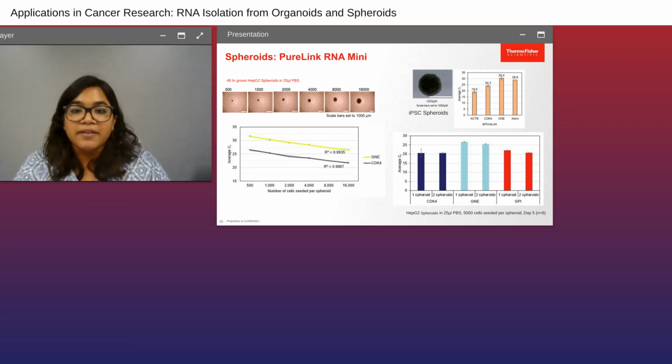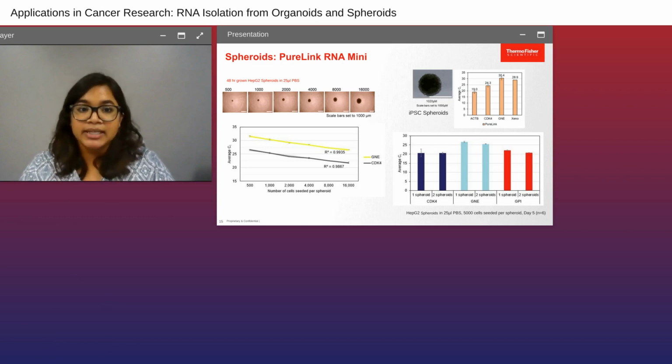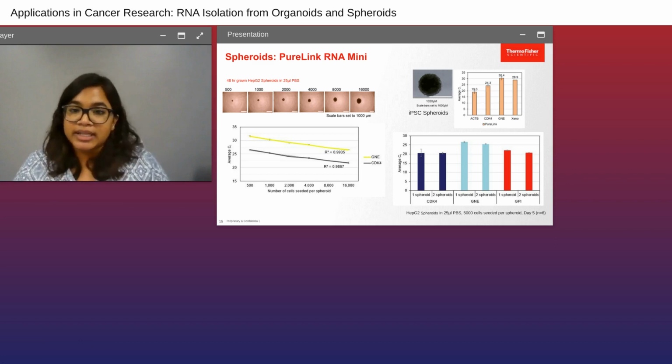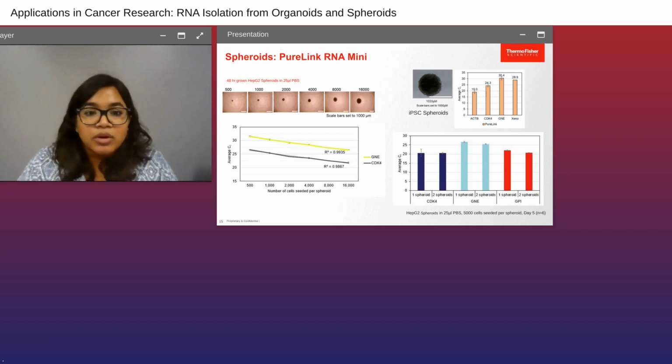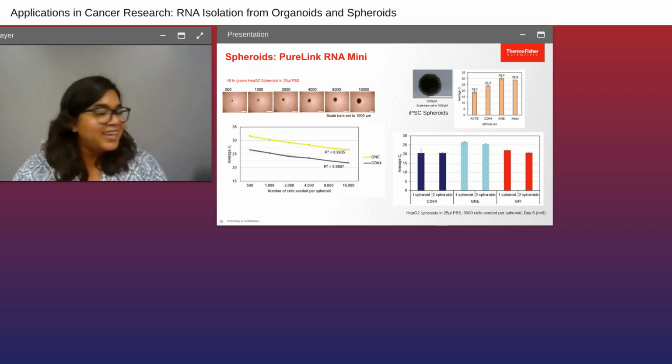On the bottom with the blue bars, you can see that that's average CT on the y-axis and 3 housekeeping genes on the x-axis, CDK, GNE, and GPI. And we can see pretty good CTs with the PureLink extraction. The RIN value for PureLink on the Agilent trace is a little bit lower at 6.9, but still pretty decent recovery and quality. And with that, I will pass this over to Jay.